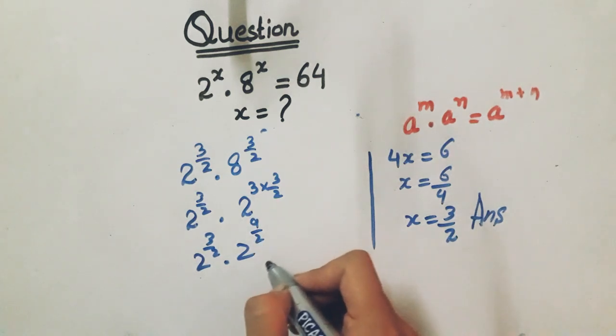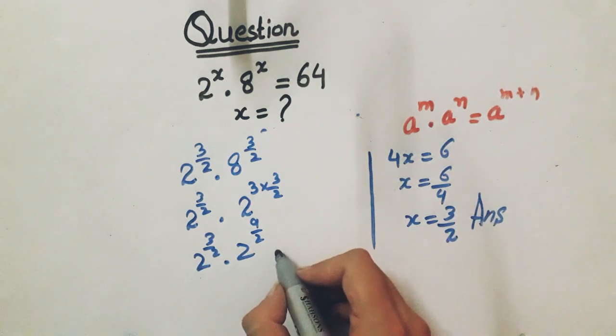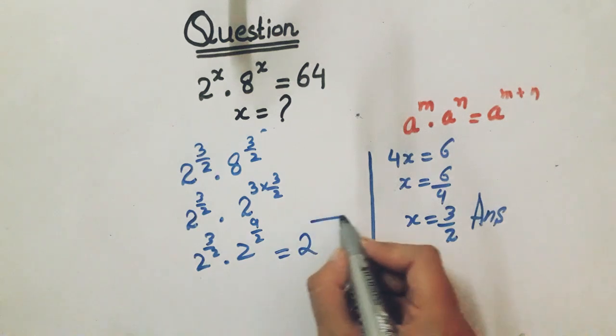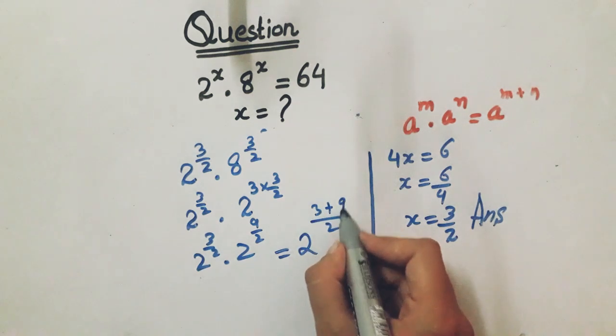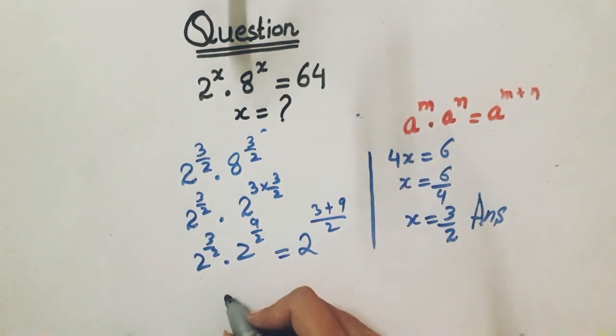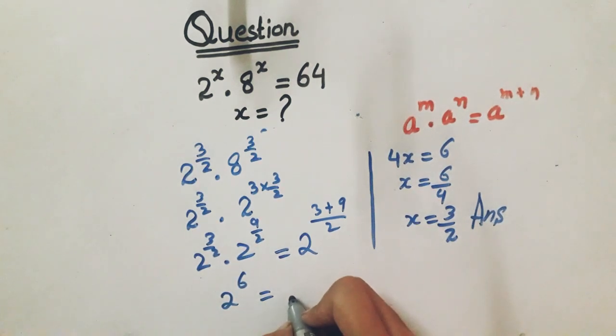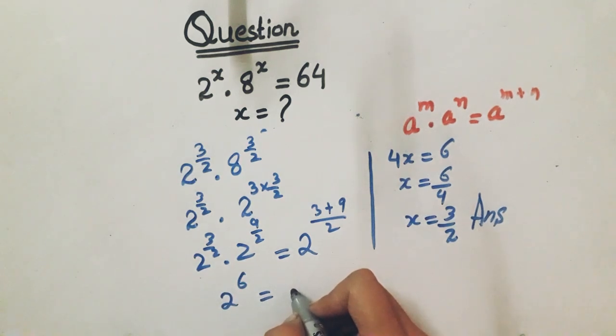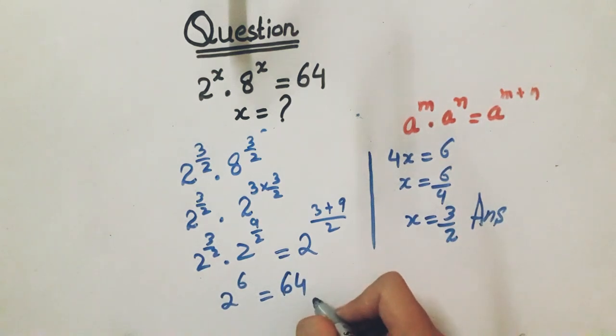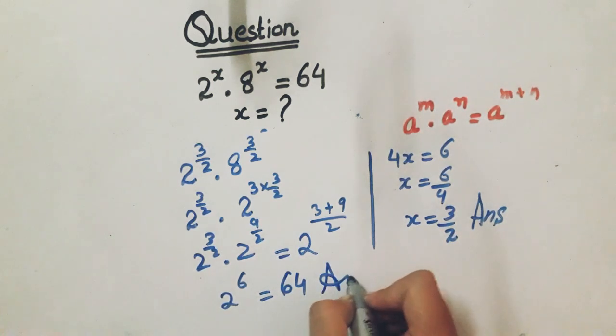So we will solve this by taking LCM. LCM is 2, so 3 plus 9 is 12. 12 by 2 is 2 raised to power 6. So when we multiply 2 six times, 2 twos are 4, 4 twos are 8, 8 twos are 16, 16 twos are 32 and then 32 multiplied by 2 is 64. So we get the answer equals 64.